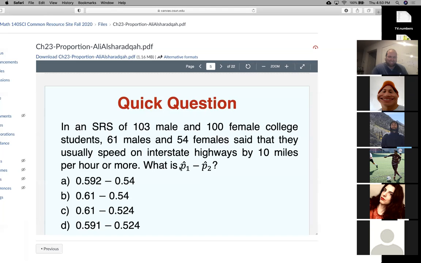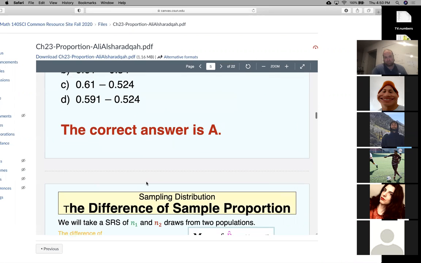P1 hat is the proportion of successes in my first sample. I had 61 successes over 103 in my sample. 61 over 103 is 0.592. 54 over 100. The proportion of successes in my second sample was 0.54. So P1 hat minus P2 hat is 0.592 minus 0.54. Correct answer is A.